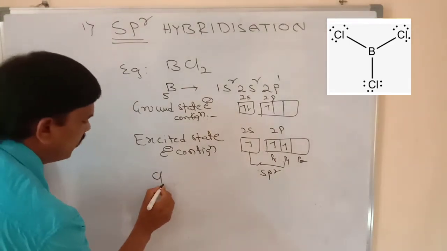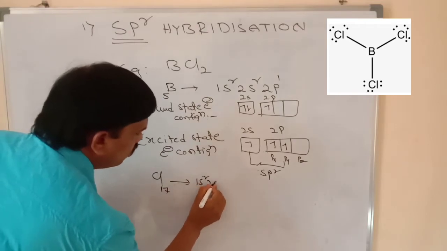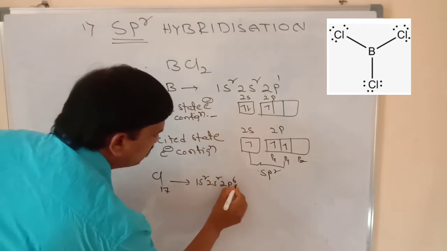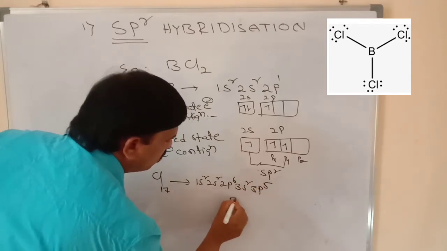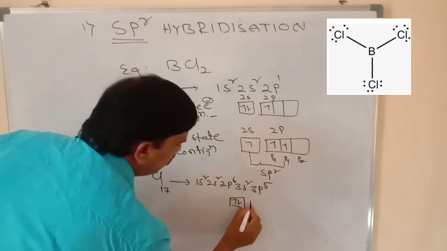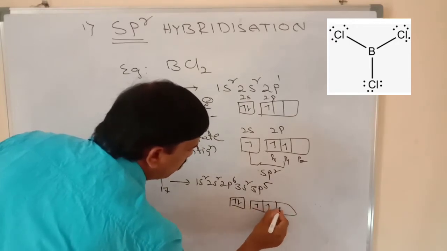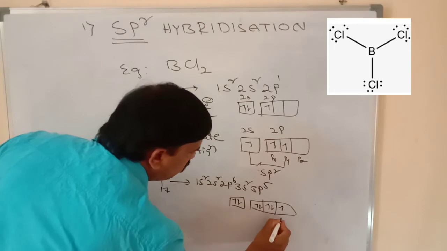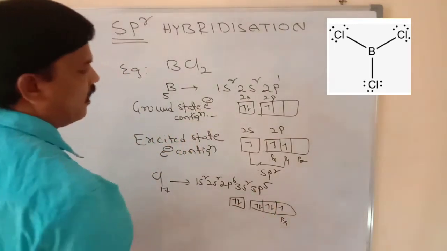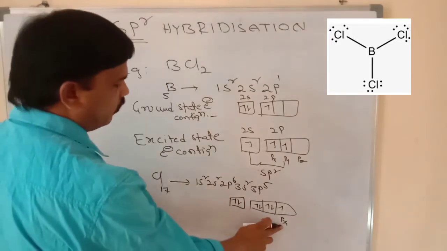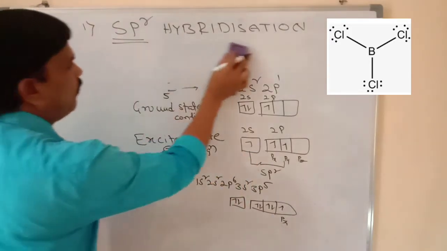Chlorine's atomic number is 17. Its electronic configuration is 1s2, 2s2, 2p6, 3s2, 3p5. The 3s2, 3p5 is the outer shell. Now this is the pz orbital electron. How many chlorine pz orbital electrons? Three chlorine pz orbital electrons combine to form bonds.